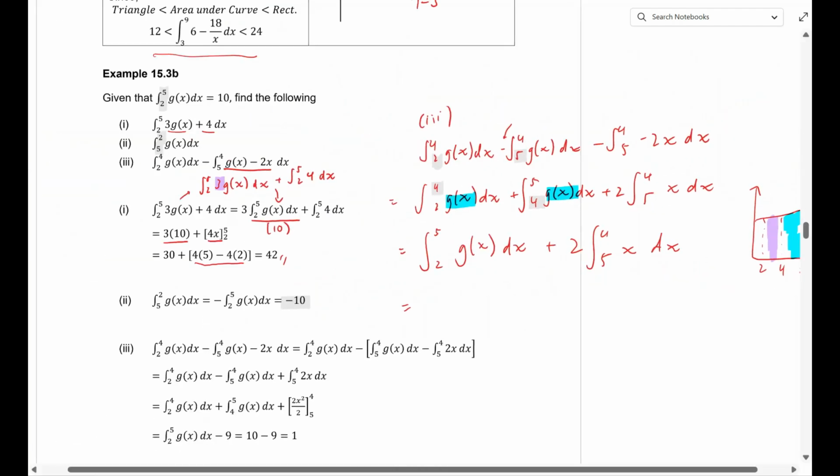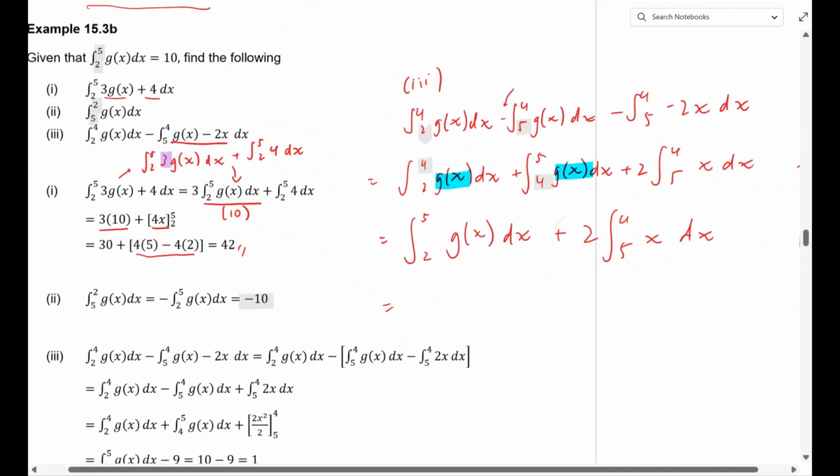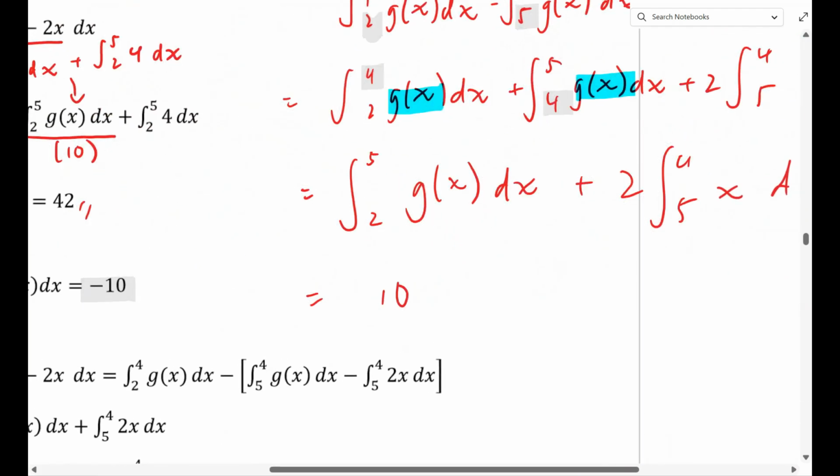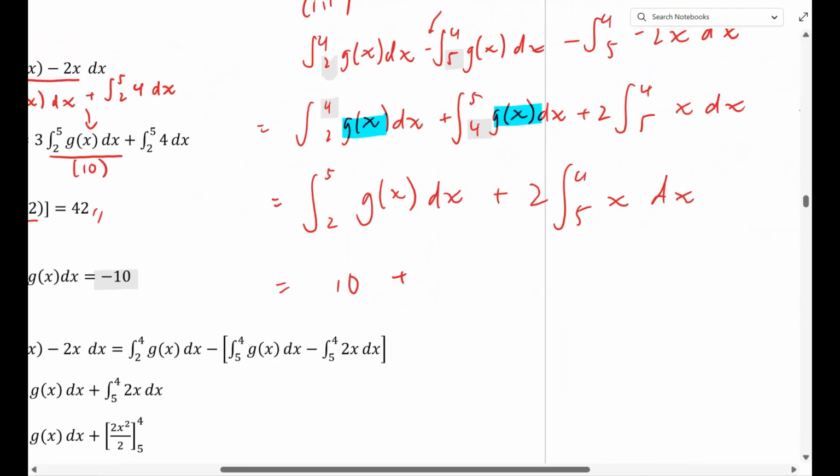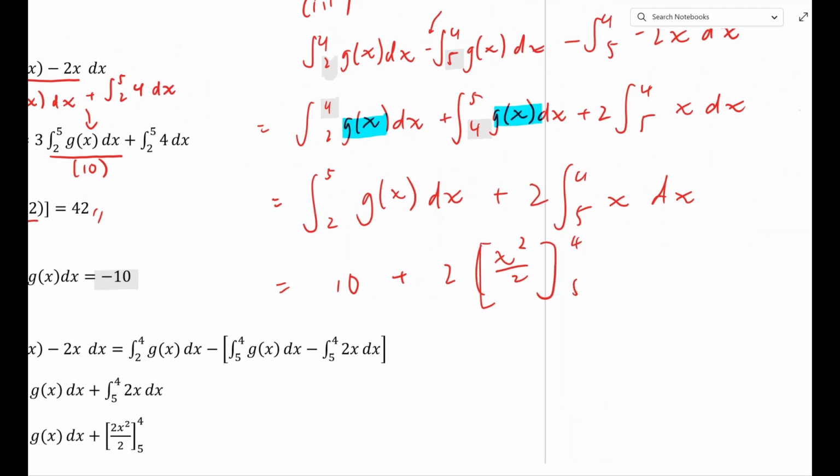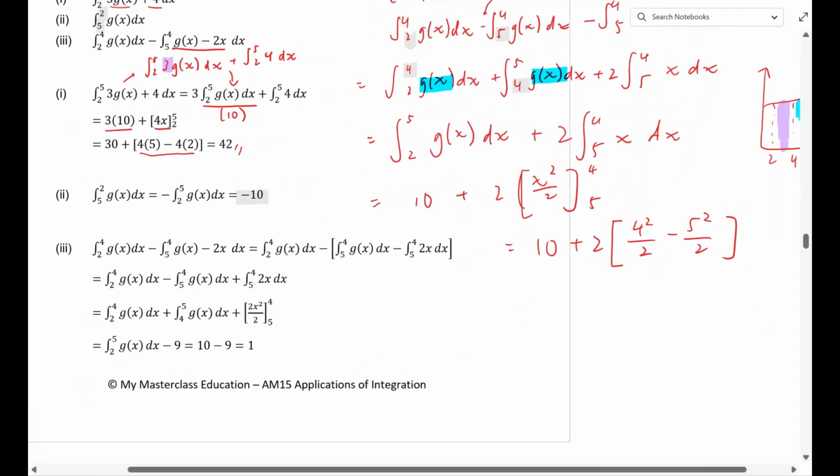On the left, we can get the value from the question. So 10 plus, then we'll do our integration of x squared over 2, in square brackets, with the bounds on the outside. And then we'll sub in 4 squared over 2 minus 5 squared over 2, which equals 10 minus 9 equals 1. That's how we get our final answer.